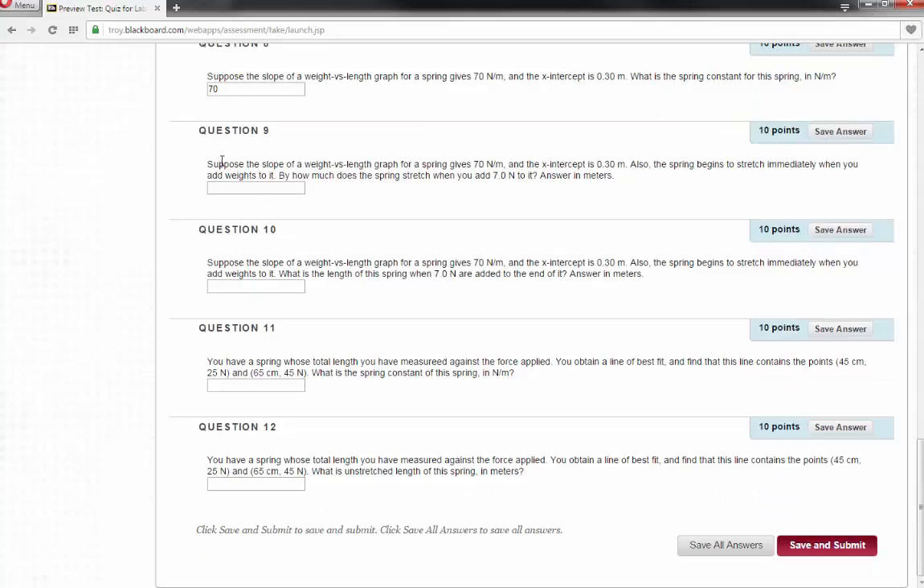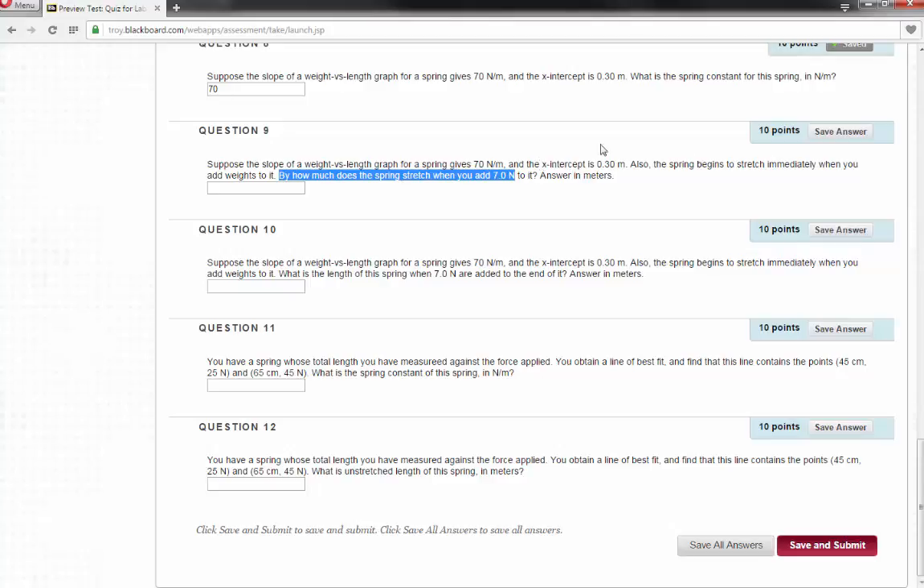Okay, next it says the same thing. It gives you an x-intercept, and then the spring begins to stretch immediately when you add weights to it. So how much does the spring stretch when you add 7.0 newtons to it?